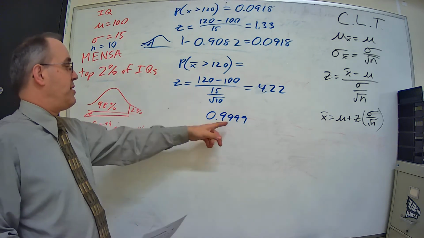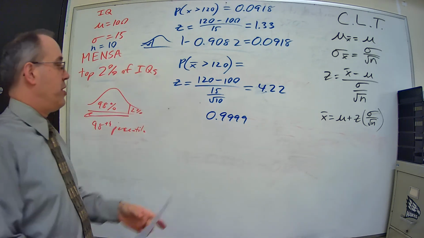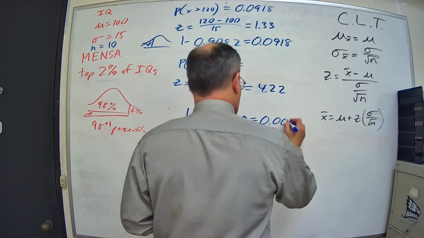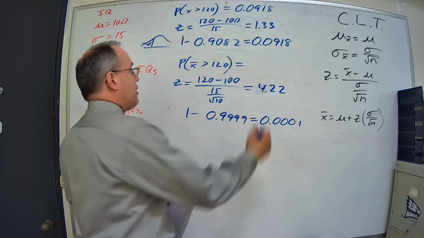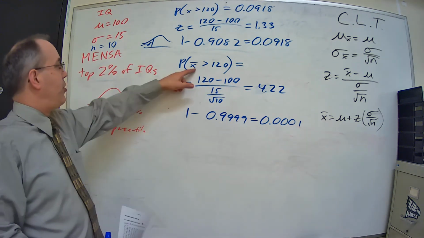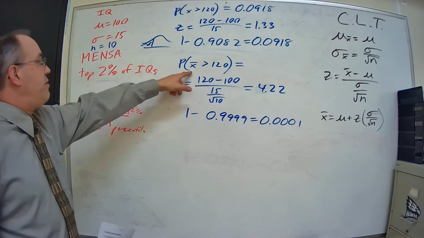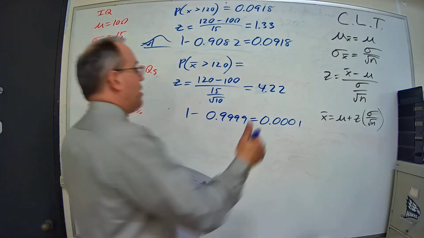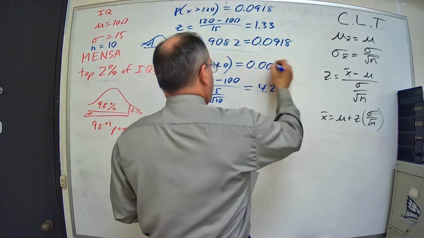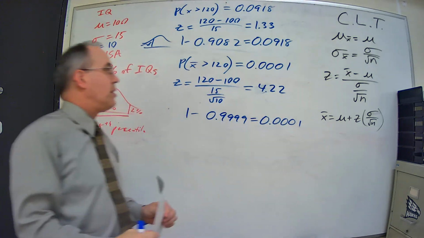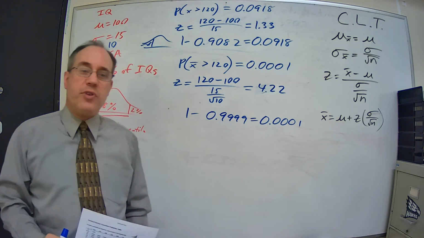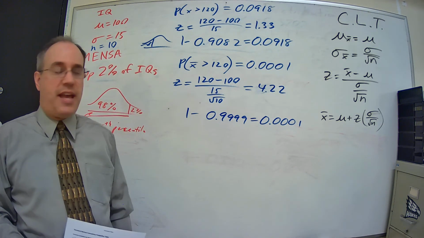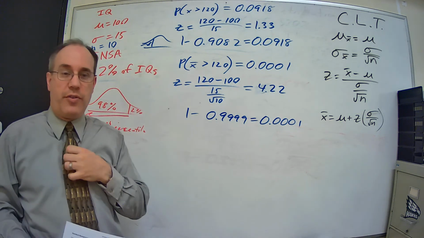That's the area to the left, so the area to the right would be 1 minus that, or 0.0001. So the probability that a sample of 10 individuals would have an average IQ greater than 120 is 0.0001, so about 0.01% of the samples that we would take would have an IQ greater than 120.